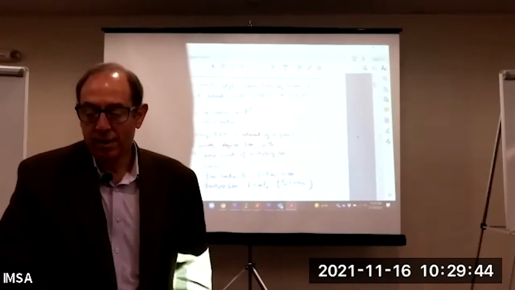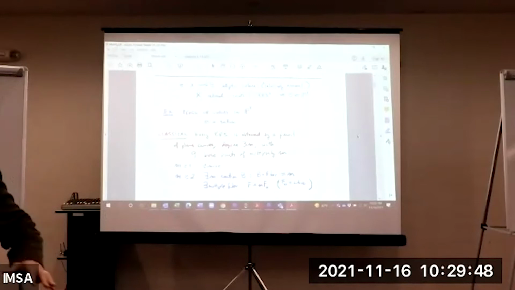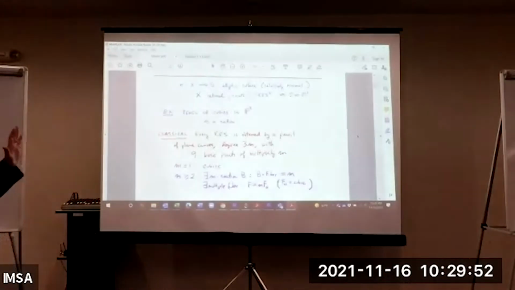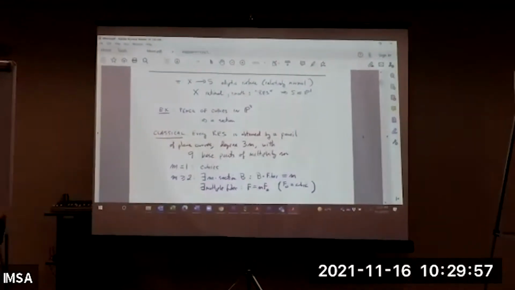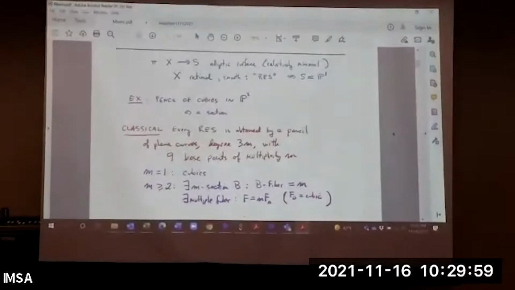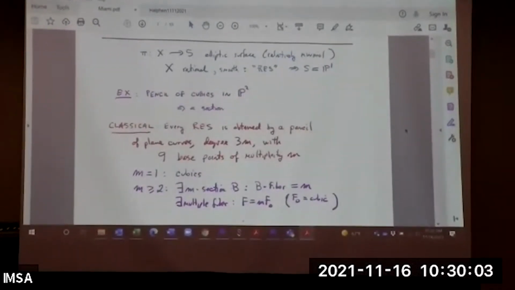So what are elliptic surfaces? What are rational elliptic surfaces? What are indexes? So an elliptic surface is a surface with a map to a curve whose general fiber is a genus 1 curve. And we're going to assume it's a relatively minimal surface.